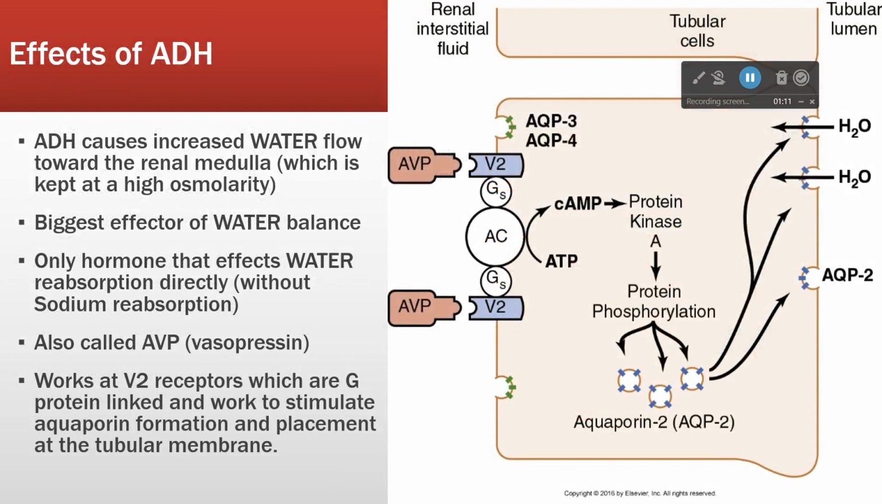All right, and then ADH. ADH's one job: when ADH is present, we get this cyclic AMP attached mechanism that stimulates the formation of aquaporins. Aquaporins get installed in the membrane, and now the cell is water permeable. Now all cells have aquaporins. What makes these cells unusual is they only have aquaporins if AVP is present. Okay, ADH is AVP, it's the same thing.